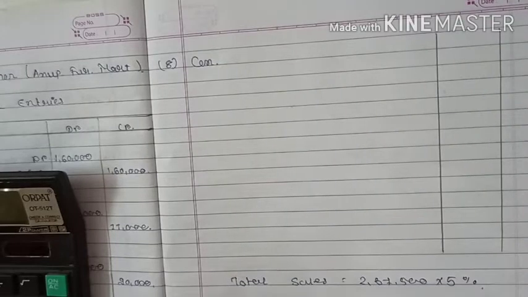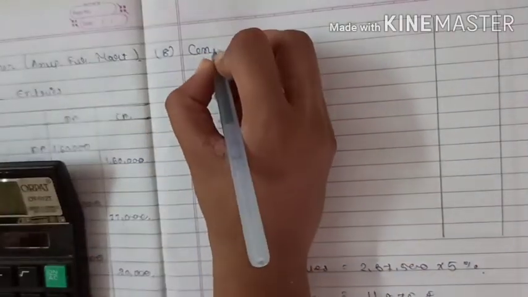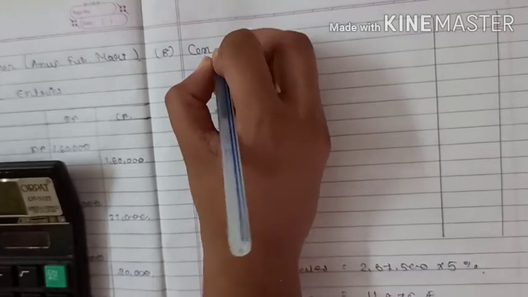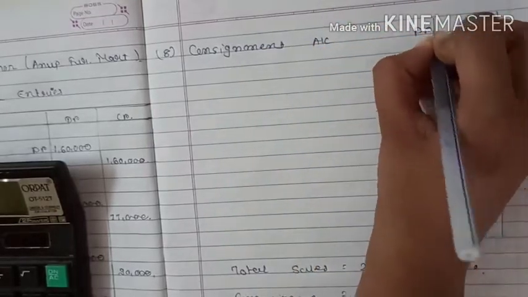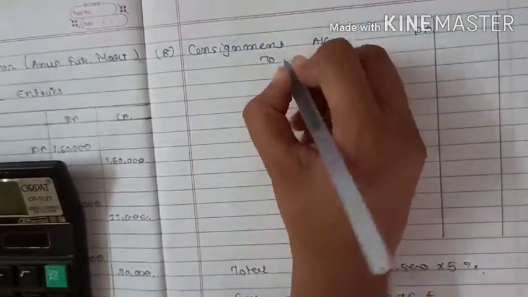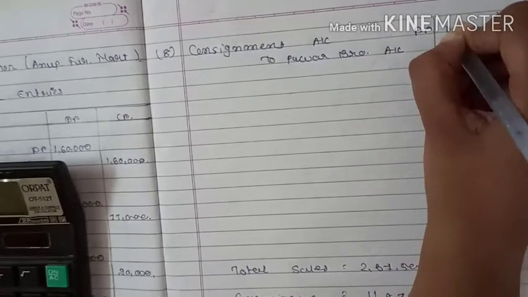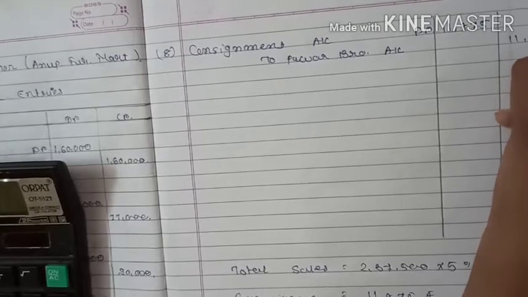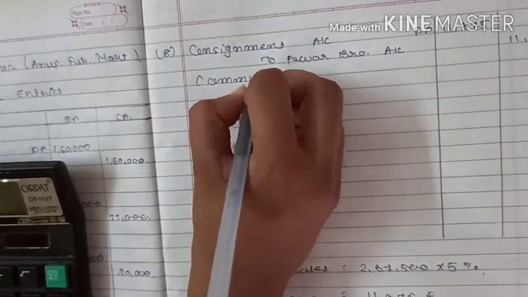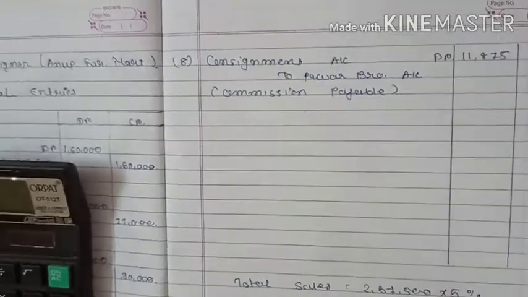Commission is payable to the consignee, so it is a kind of expense. So it will be debited to the consignment account. Consignment account debit. To whom is it payable? To the consignee, so to Pawar Brothers, rupees 11,875, commission payable. Right?